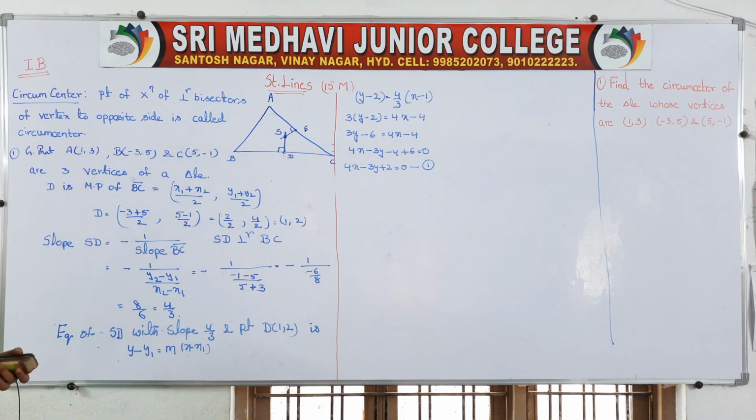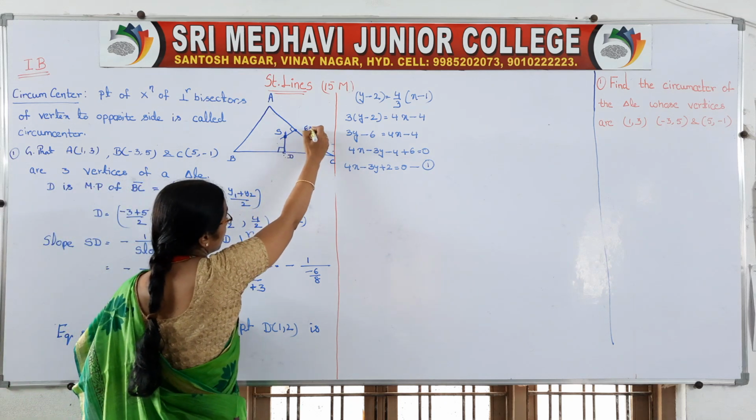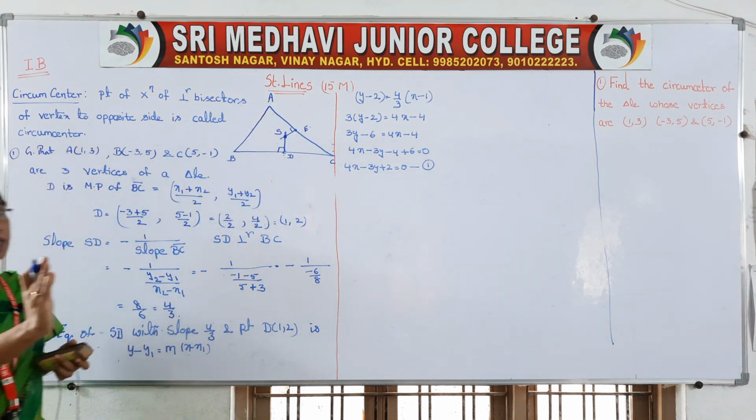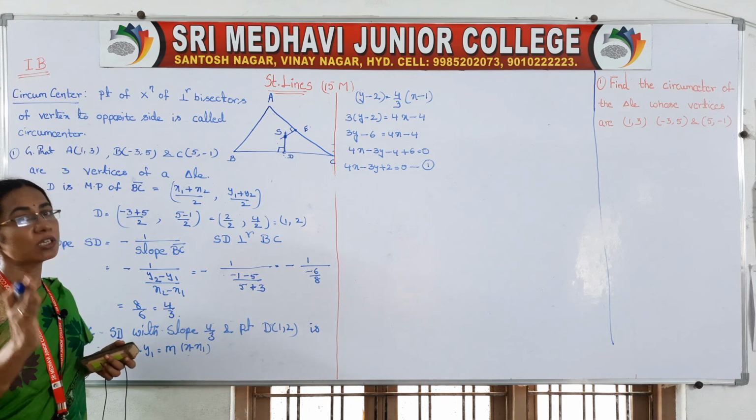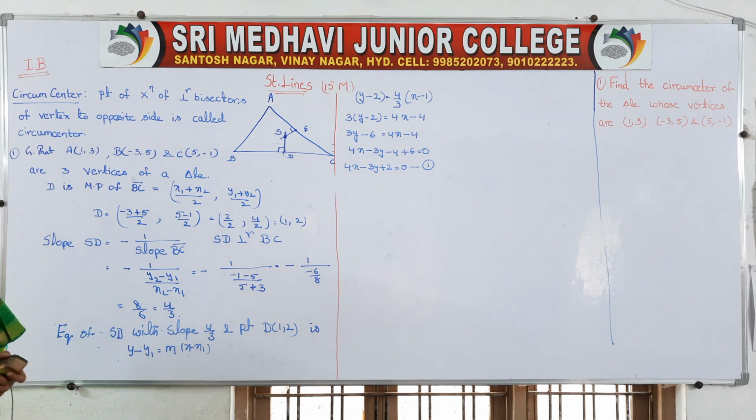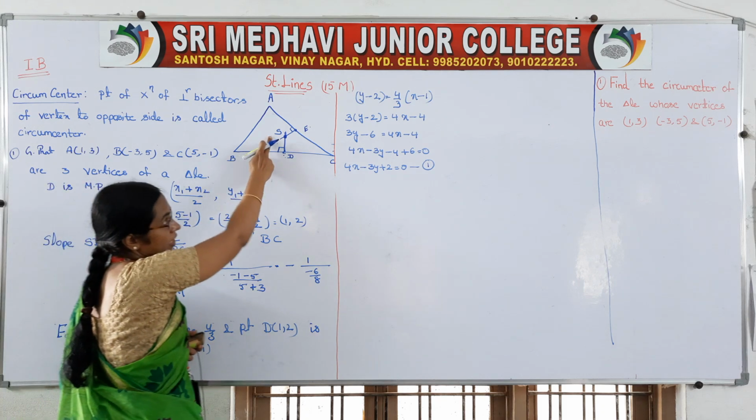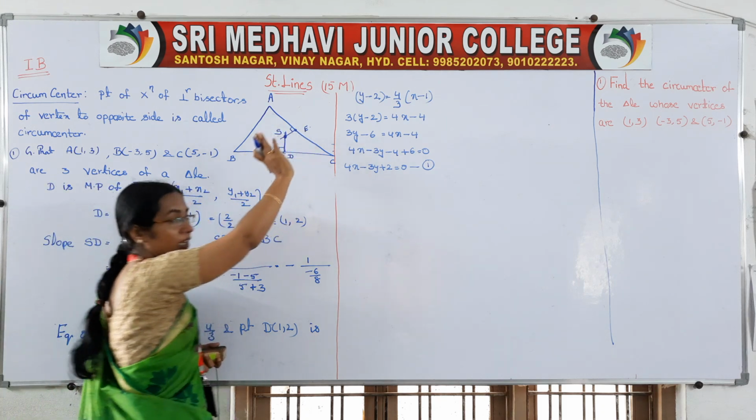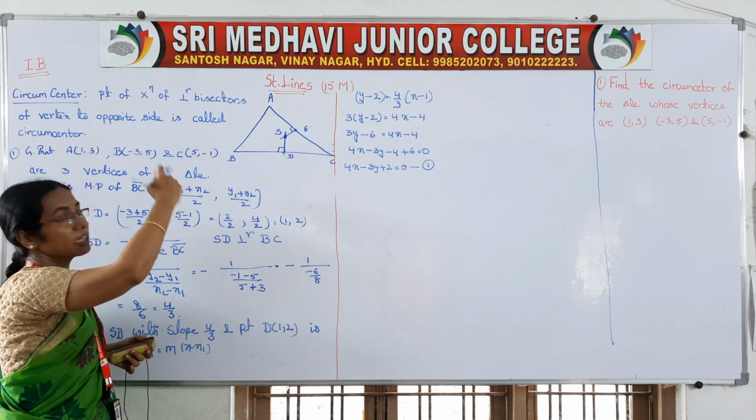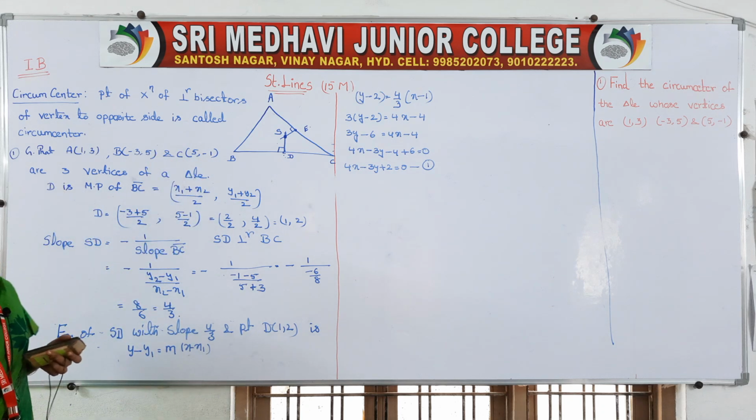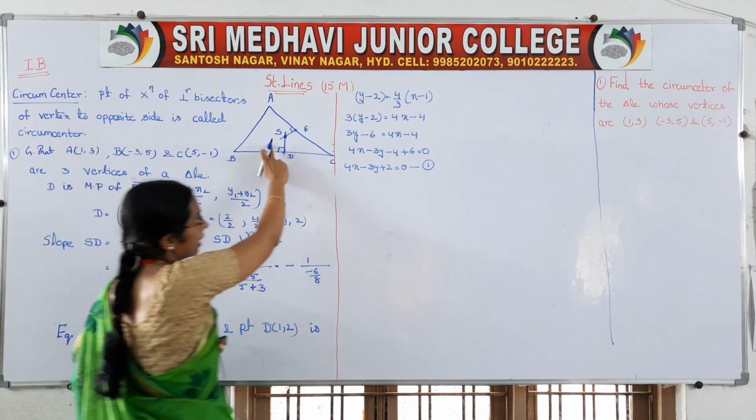We got one perpendicular bisector, SD. Next our aim is to get SE. For the circumcenter, we have to get two perpendicular bisector line equations. Their point of intersection is the circumcenter. Our aim is to get the SD equation and the SE equation. Once you got them, take their point of intersection, that is your circumcenter. So try to get your SE.